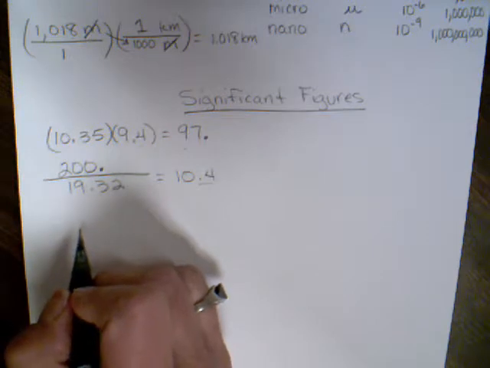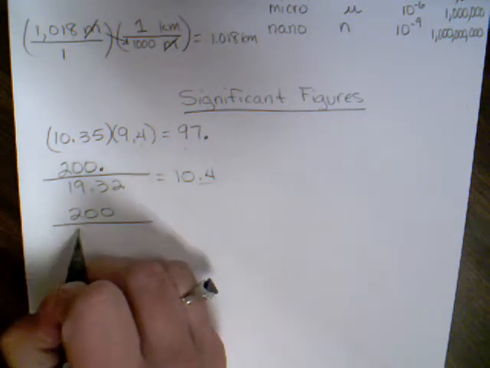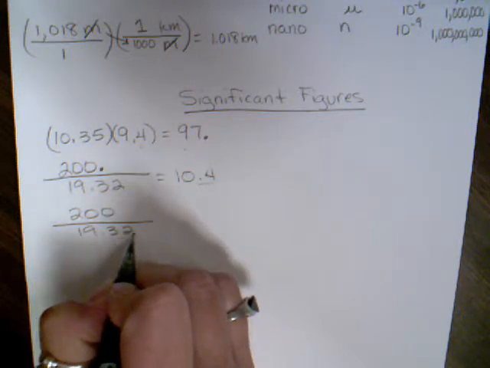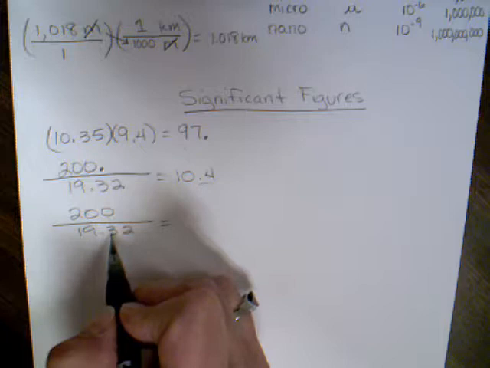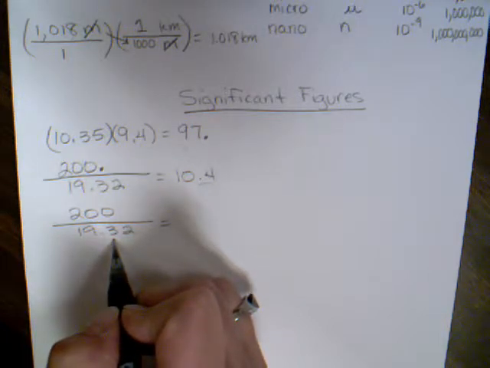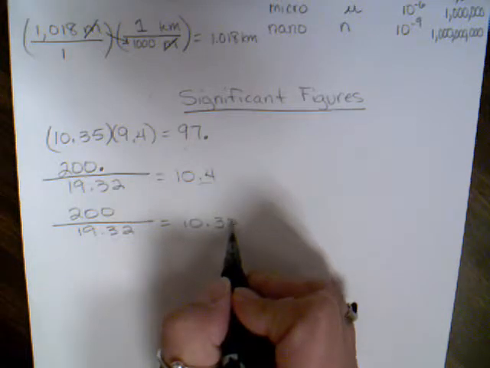However, if you just have a whole number, let's say 200, no decimal, divided by 1932, we do not look at whole numbers. So we would use 4 figures for our significant figures, and our answer would be 10.35.